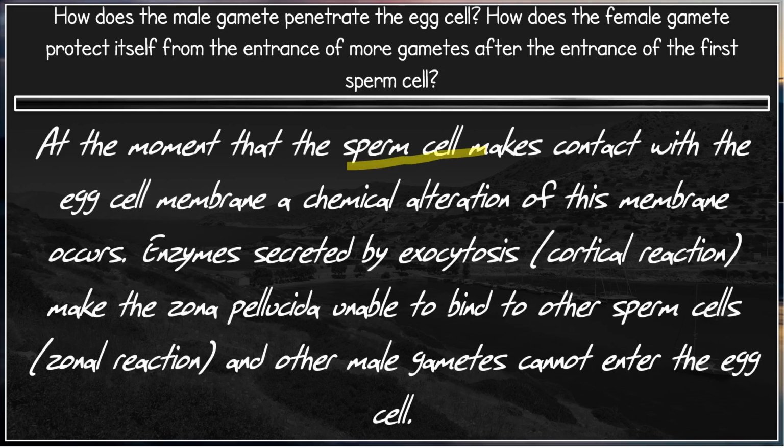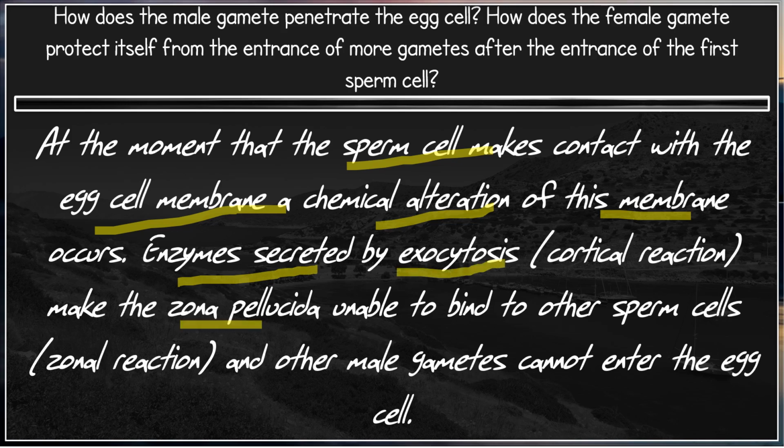After the moment the sperm cell makes contact with the cell membrane, a chemical alteration of this membrane occurs. Enzymes secreted by exocytosis, the cortical reaction, make the zona pellucida unable to bind to other sperm cells, the zona reaction, and other male gametes cannot enter the egg cell.